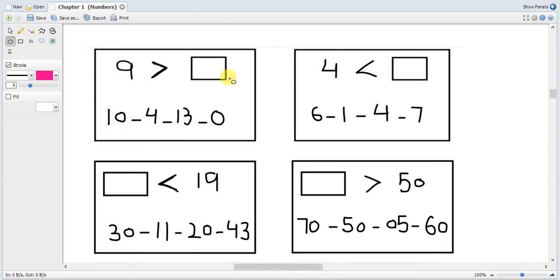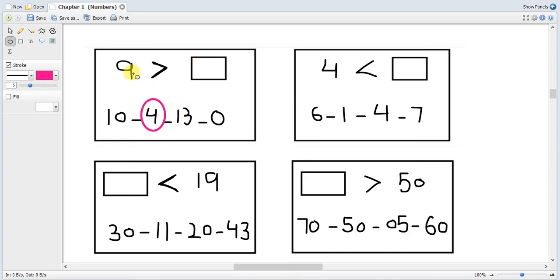So 9 is bigger than 10? No. 9 is bigger than 4? Yes. So we always, since remember the clue, the alligator always opens his mouth towards the bigger number. So 9 is a bigger number. We have to choose all those numbers that are smaller than 9. So 4 is smaller? Yes, go for it.